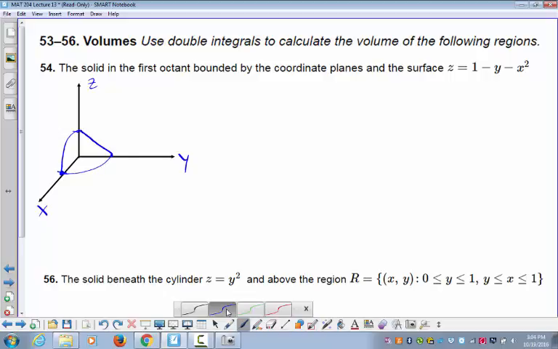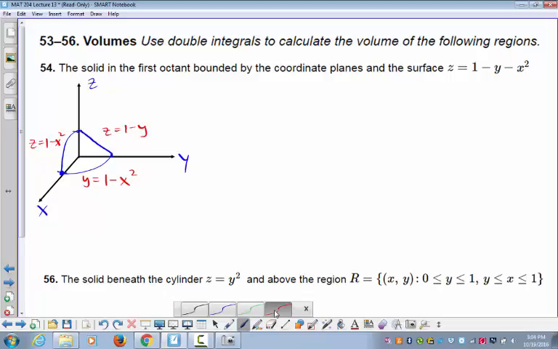All right, so we've got these two parabolic boundaries. Let me write down these two equations because that might be very helpful. This curve over here, where y was 0, was z equals 1 minus x squared. And this one over here was z equals 1 minus y.